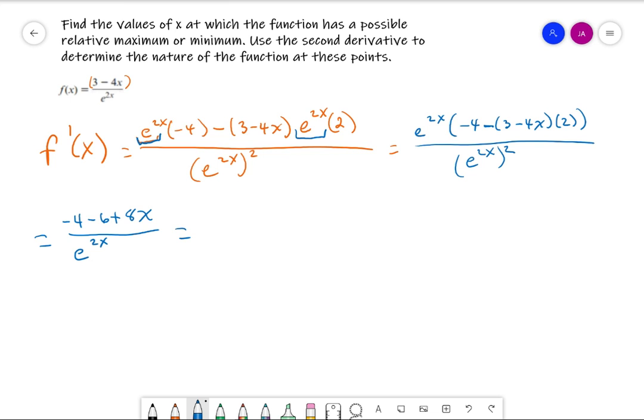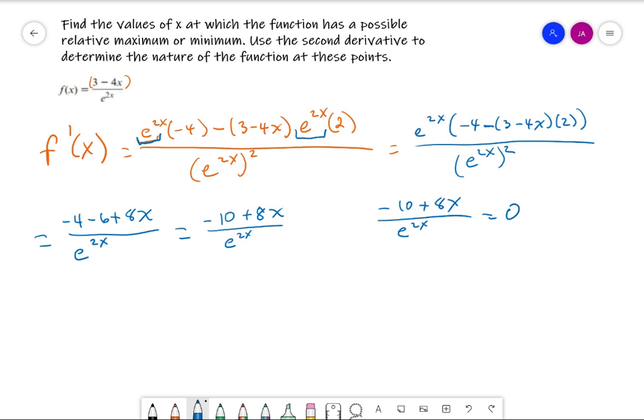And then this is going to be equal to negative 10 plus 8x over e to the 2x. Now at this point, the first thing we're supposed to do is find the critical values. And so remember that to find critical values, you set the first derivative equal to 0, and so this is negative 10 plus 8x over e to the 2x is equal to 0.